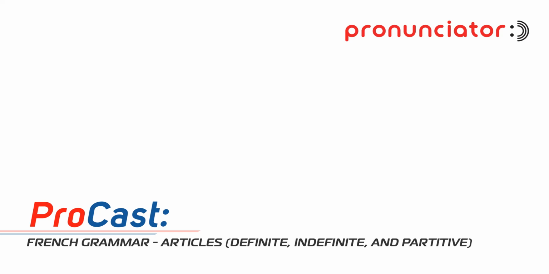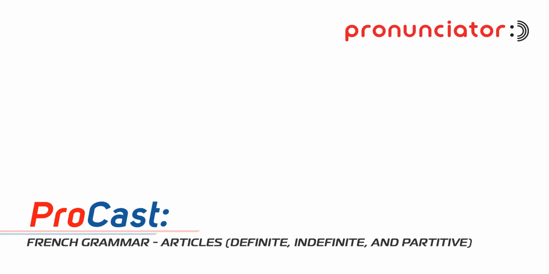Oh, yeah, don't forget contractions. I saw those in Pronunciator too. À and de. You got it. So à plus le becomes au. So instead of saying "à le parc," you say "au parc." To the park. Contractions, love them. Okay, but tell me, why is all this pointing stuff so important?